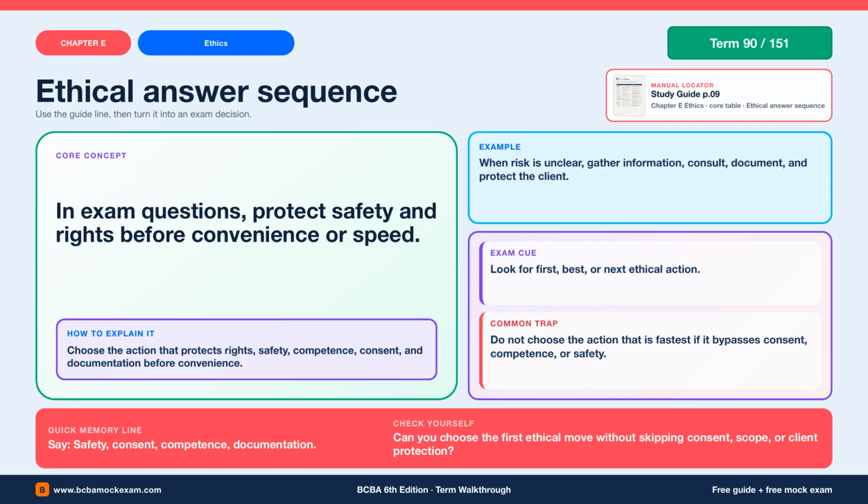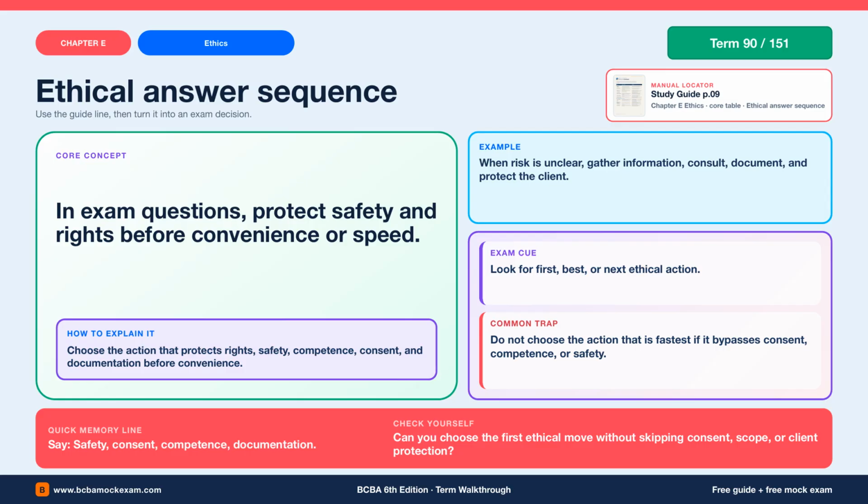Ethical answer sequence. The ethical answer sequence is a way to slow down on exam questions. When an ethics item asks what to do first, best, or next, do not jump to the action that feels decisive. Ask this sequence. First, is there immediate risk to safety or client welfare? Second, do we have consent and authorization? Third, is this within scope of competence? Fourth, what documentation, consultation, or supervision is required? Fifth, what action protects the client's rights and produces effective treatment?